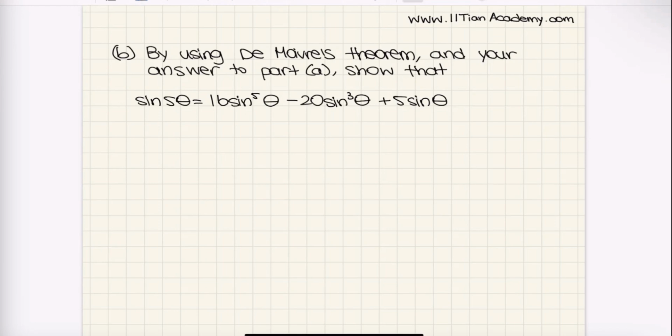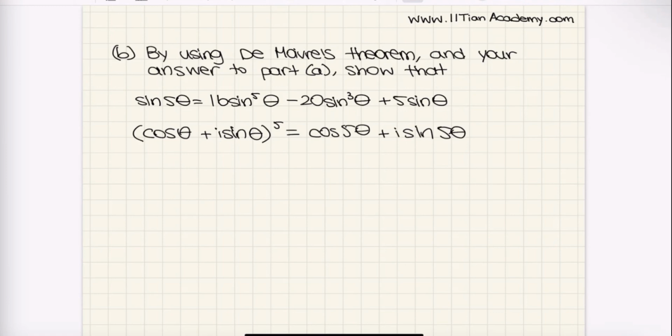So we need to equate what we had previously in part A, which was cosine theta plus i sine theta to the power of 5. We need to equate that to cosine 5 theta plus i sine 5 theta. The first thing we need to do then is equate the imaginary parts here.